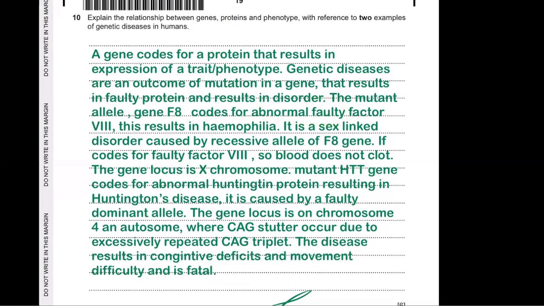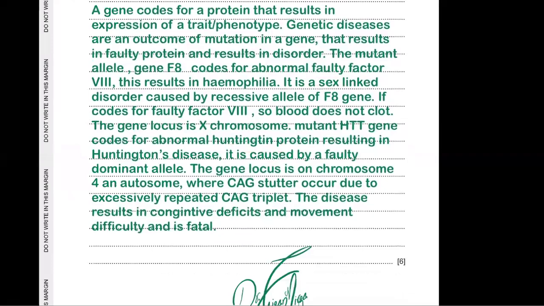Similarly, we move on to the second example, the mutant HTT gene, because we have to give two examples here. It codes for abnormal Huntingtin protein; we mentioned the name of the protein, similar to the factor 8 mentioned above, resulting in Huntington disease. The disease is Huntington and the protein name is Huntingtin, so do not confuse the two. It is caused by a faulty dominant allele. The gene locus is on chromosome 4, which is an autosome. So we have used one example of a sex chromosome and the other as an autosome. So you can pick any.